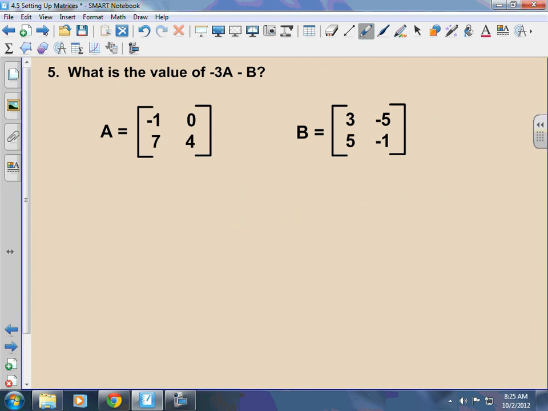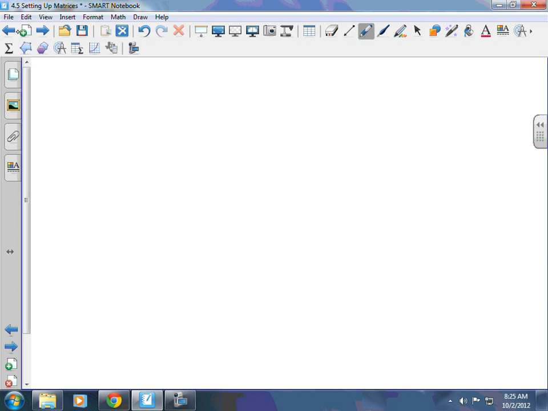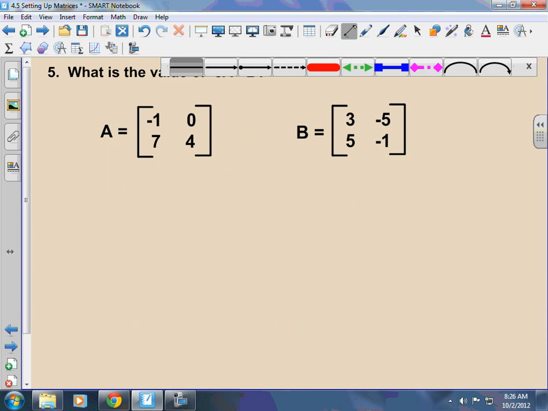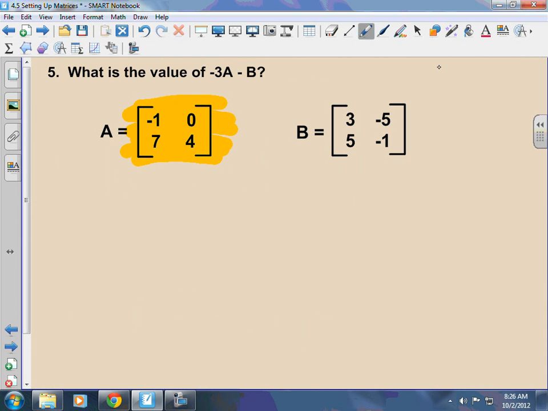Oh, boy. This you need to pay attention to. This is something that you guys struggle mightily with. Okay, this matrix is what A equals. This matrix is what B equals. Okay, so what is the value of -3 times A minus B?